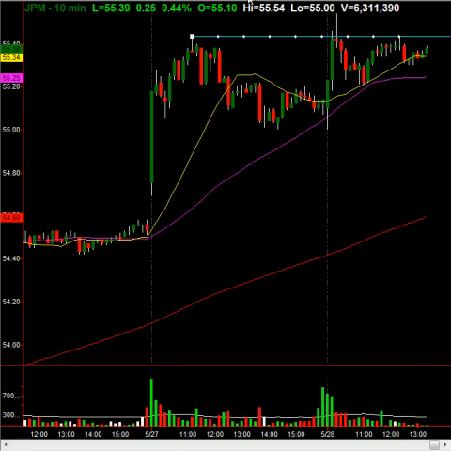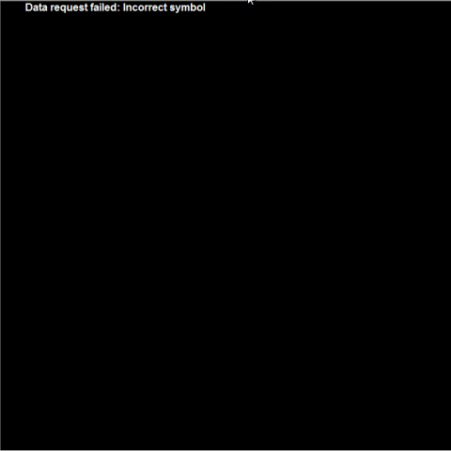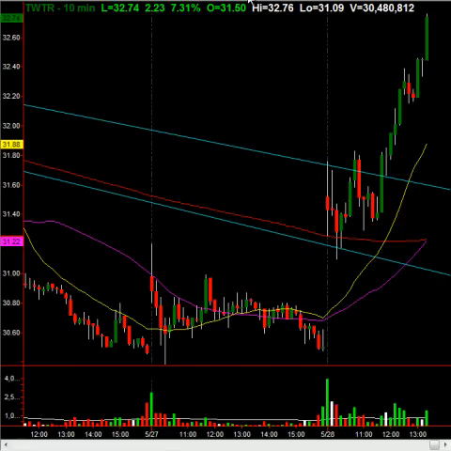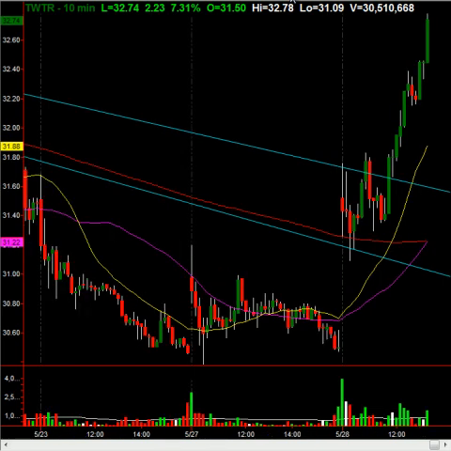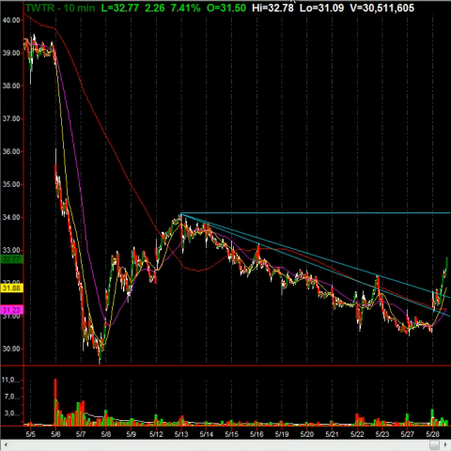But again, who cares when you have Twitter ripping to the upside? Look at Twitter here, guys. TWTR. Look at that. I mean, this is just kicking butt, guys. Beautiful breakout. I mean, this could get above 33 today pretty easily. I doubt it'll get to 34 today, but easily above 33, I think. Beautiful breakout to the upside.